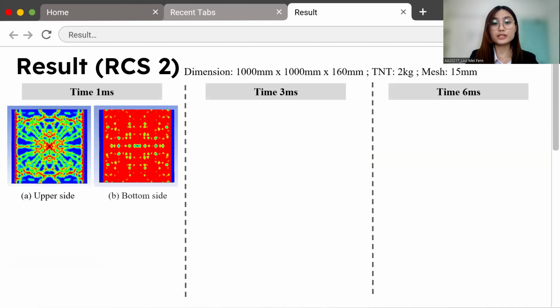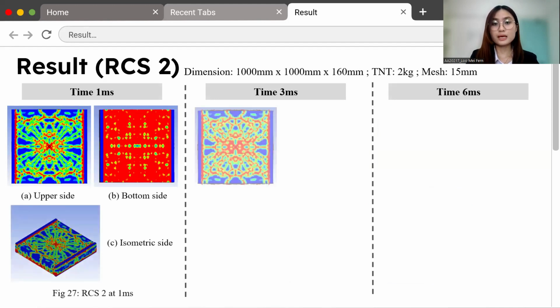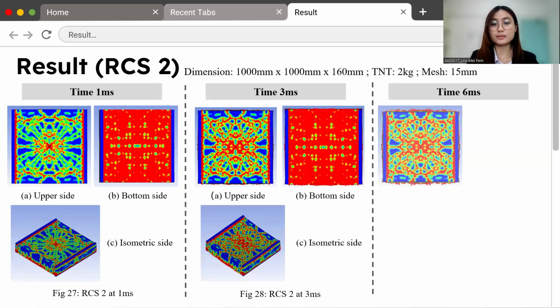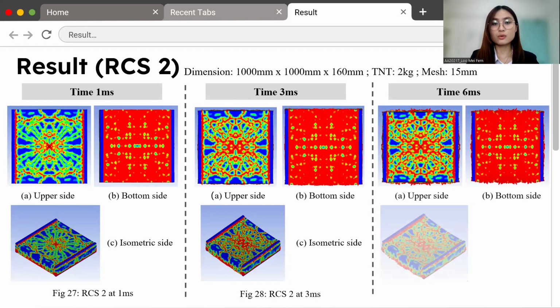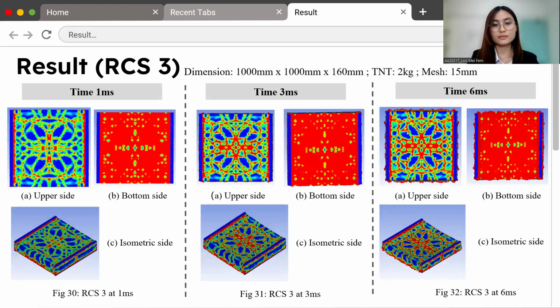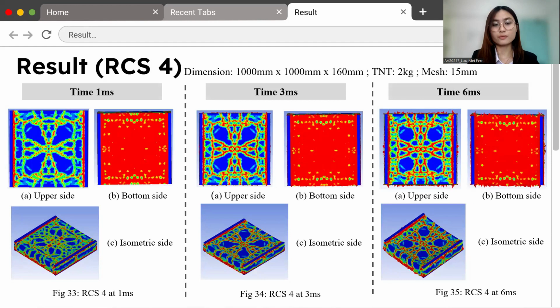And this is the propagation for slab 2. Same as slab 1, the cracks increase from 1 millisecond to 6 milliseconds. However, the lower resistance of concrete to tension leads to the development of a potential spalling crater around the outer sides of the slab at 6 milliseconds. And this is the propagation for slab 3 and slab 4.